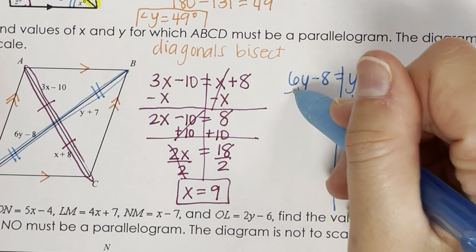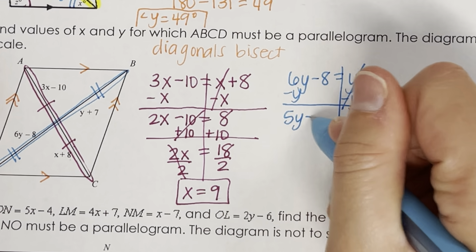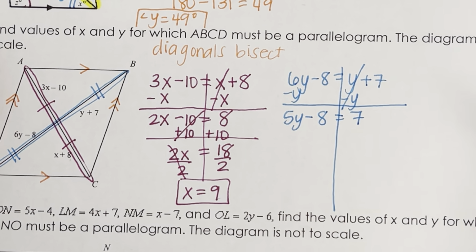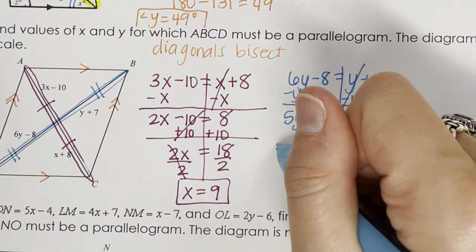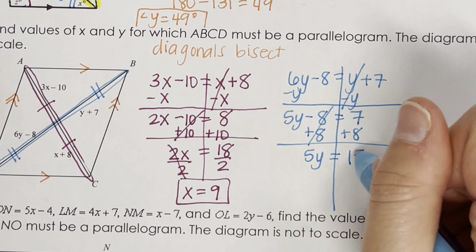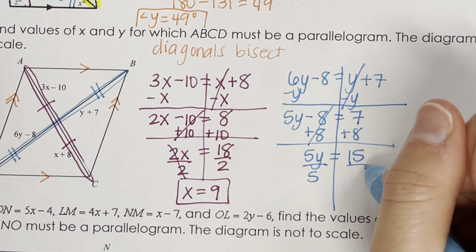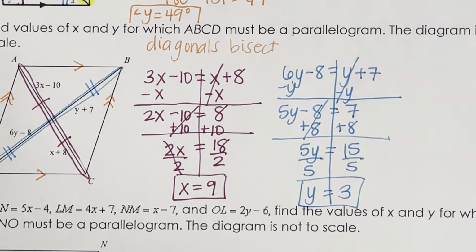Subtract y on both sides, get all my y's together. I get 5y minus 8 equals 7. I add 8 on both sides. I get 5y equals 15. And then I divide both sides by 5. So I get y equals 3. So again, the important part here is that diagonals bisect each other in a parallelogram, so I set my equations equal.